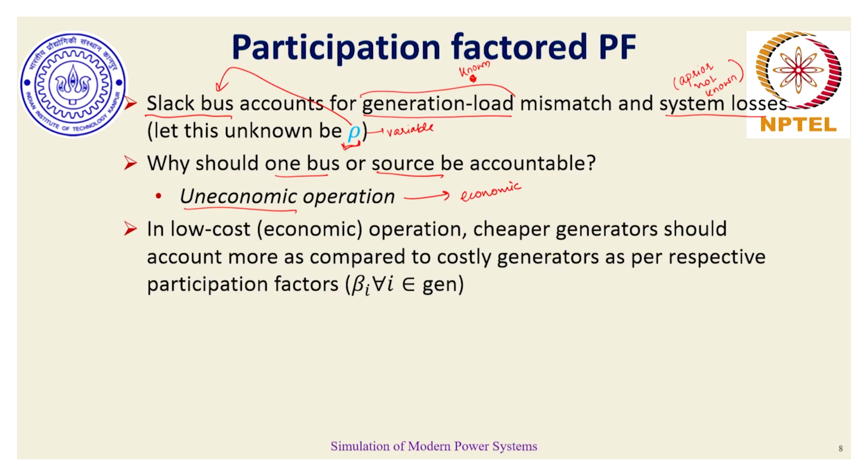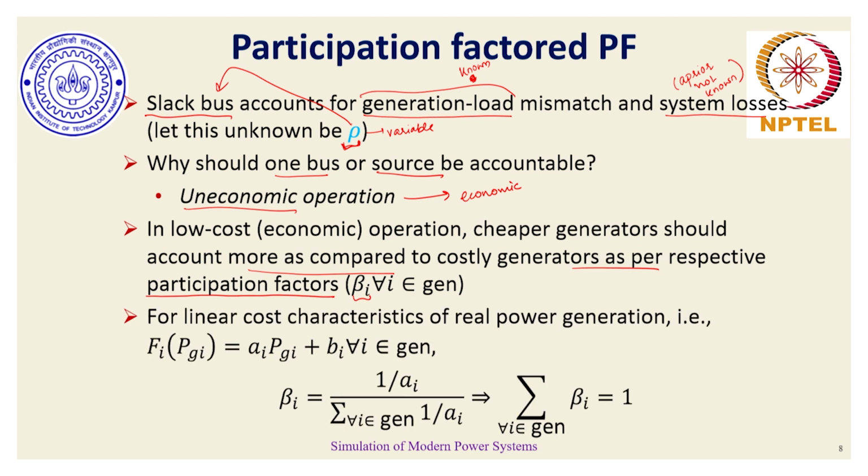So in low cost operation, the cheaper generator should account for more, or share more, of this rho compared to costly generators, and that is where the factor beta comes in, which is called the participation factor. If I have all generators whose cost curves are linear expressions of PGi, where ai and bi are the cost coefficients, ai is not 0, and bi may or may not be 0, then given this cost function, I can define the participation factor for all n generators present in the network.